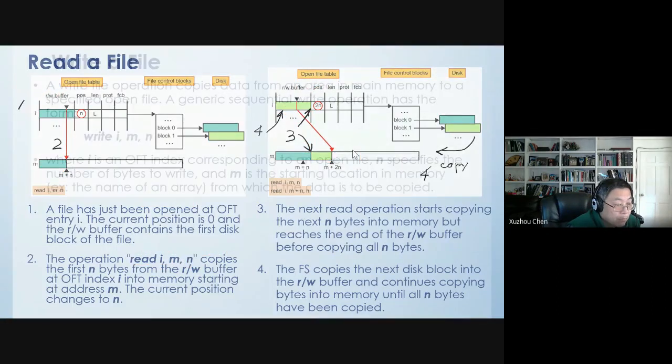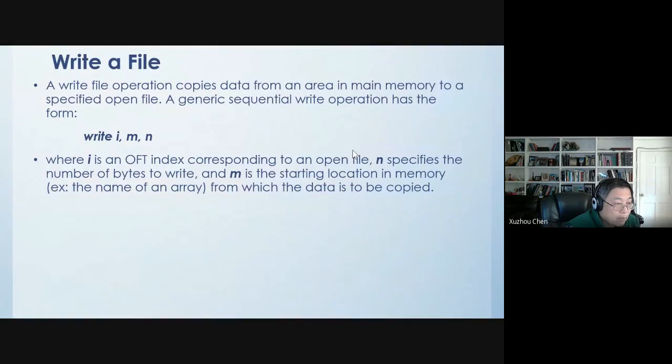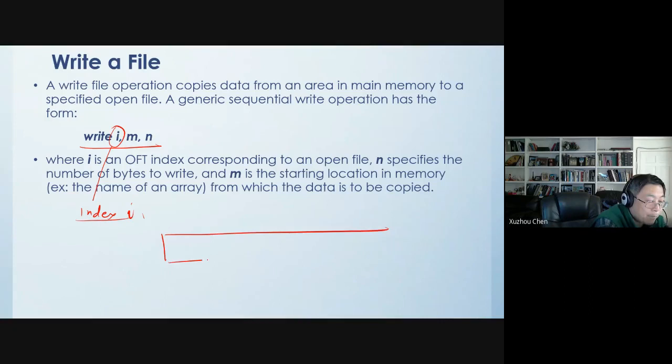Let's read the file. Write file is also very similar, but for the write file, you assume the file is open, it's an empty file, and you want to write. So you basically write from the very beginning. So the write is also just like a read. You already opened the file, and the file is stored in the index, OFT index i. So the file is already there.